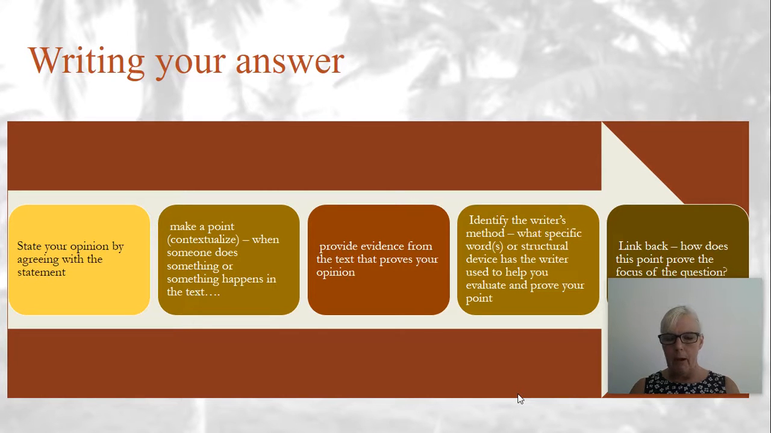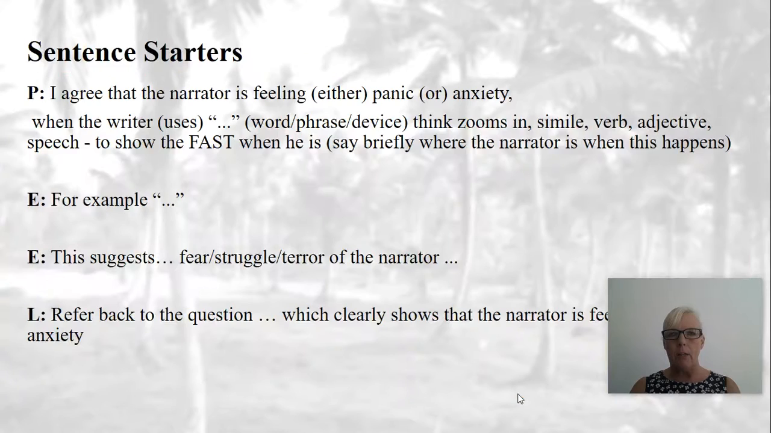Really helpful. And here's just some sentence starters that you could use in that PEEL sort of structure. So first of all, I agree that the narrator is feeling either panic or anxiety. Try and choose some synonyms so you're not always repeating the word panic. You could put terror or whatever, trepidation. When the writer uses, so think about embedding your quote. So it could be a word or a phrase or a device. Think about zooming in, showing us some detail, a simile, verb, adjective, speech, anything that shows the feelings, the actions, the speech, or the thoughts.